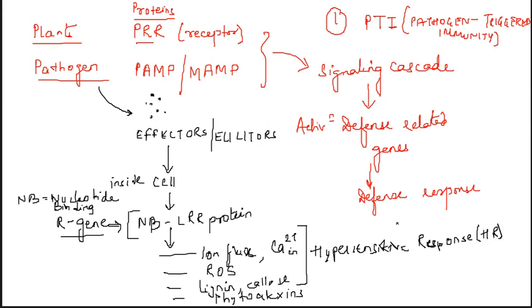Clear? So again, to summarize, the plant will show two kinds of immunity. First is PTI, which is when the pathogen directly binds to the receptor. Second is ETI, which is effector triggered immunity, when the effector is causing the immunity. So E stands for effector, P stands for pathogen.